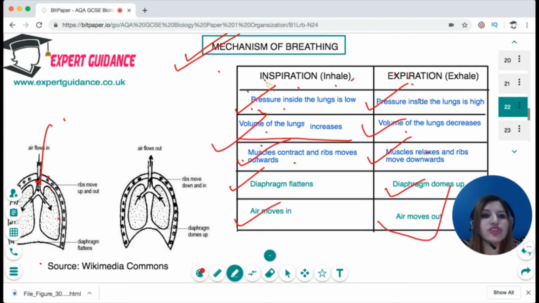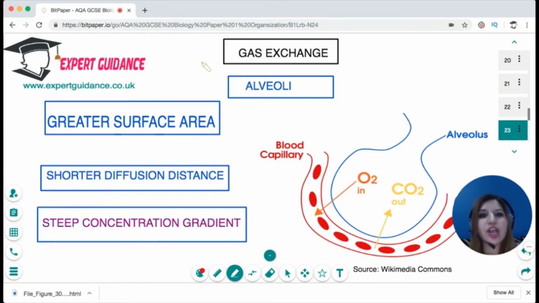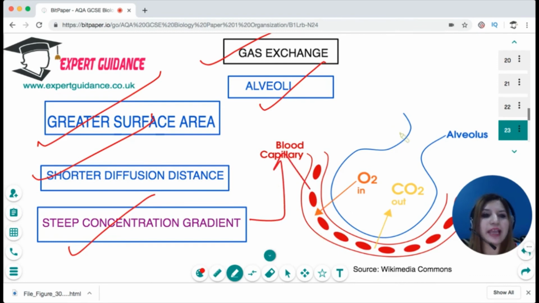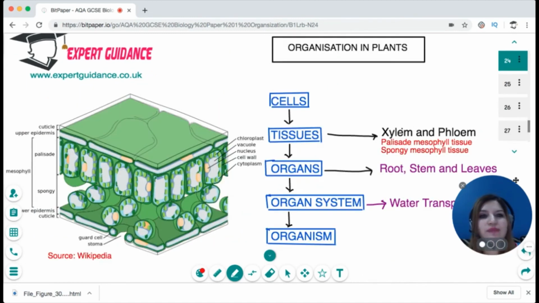So you should know the mechanism of inspiration and expiration and what changes take place inside the lungs or the ribs for inspiration and expiration to take place. For gas exchange, if you remember, we talked in cell biology, the alveoli have a greater surface area by having a special shape and being millions of them. They have a shorter diffusion distance by being one cell thick, and they maintain a steep concentration gradient by having a rich blood supply. By all these factors, alveoli have adapted themselves for efficient gas exchange.